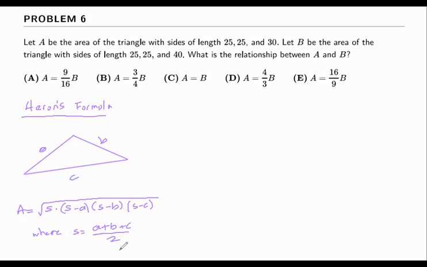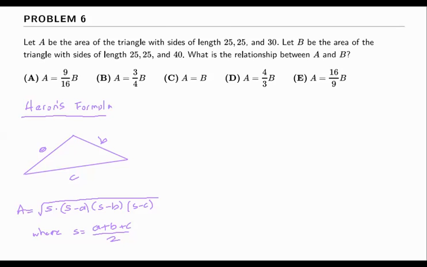So if you take half of that sum, okay, I said average, but it's not an average because there are three numbers. If you take half of the sum, you get S. Then you multiply S by S minus A, S minus B, S minus C, and take the square root, and that will be the area.